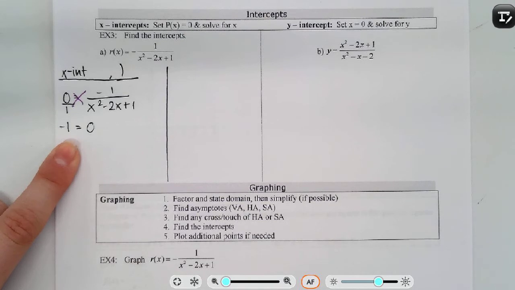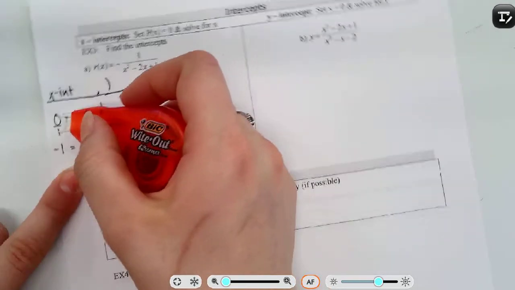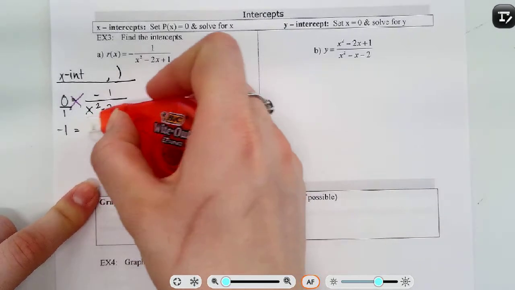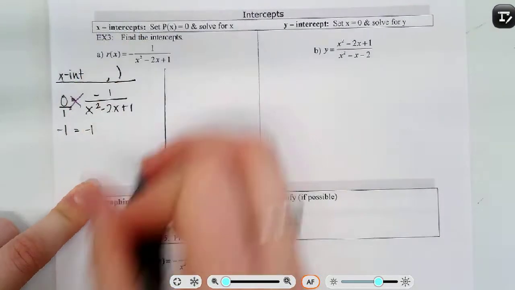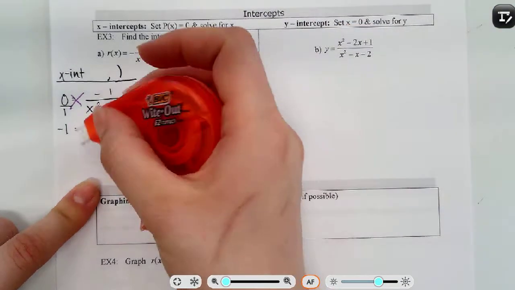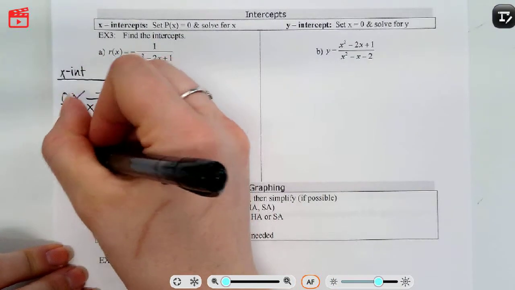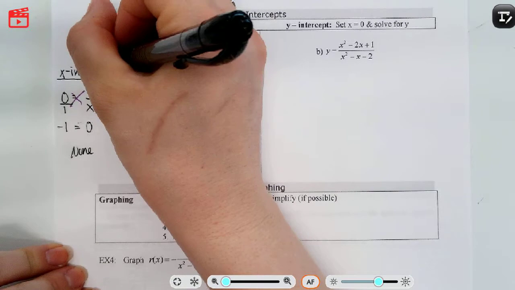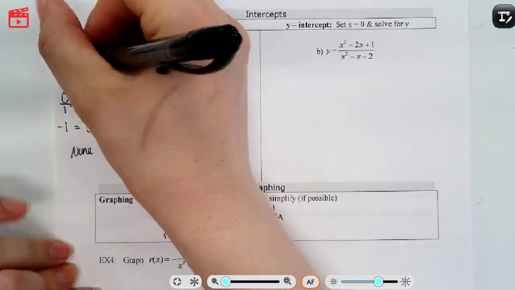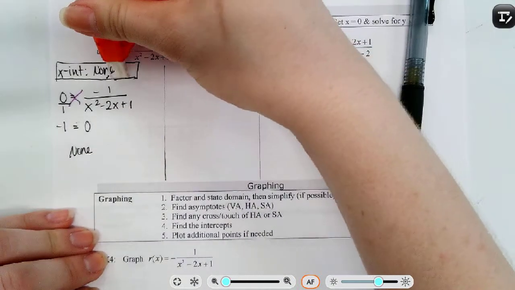Is this true? No, this is not true. So we're not going to have a solution. If, however, you had solved this and we had like negative 1 equals negative 1, that's a true statement. So we would have infinitely many solutions if this is the case. But we don't have this case. Instead, we have the false statement, 0 equals negative 1, which is not true. So there are no x-intercepts, so none. And please make sure to indicate if you have no x-intercepts by using the word none.